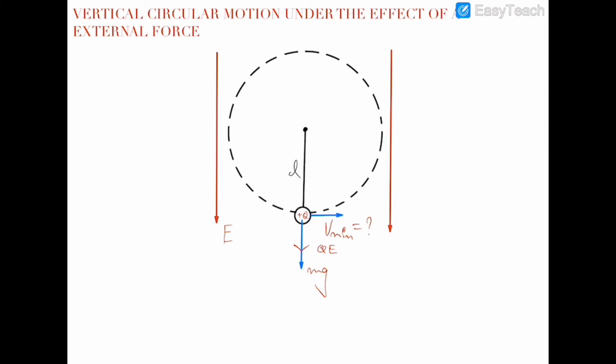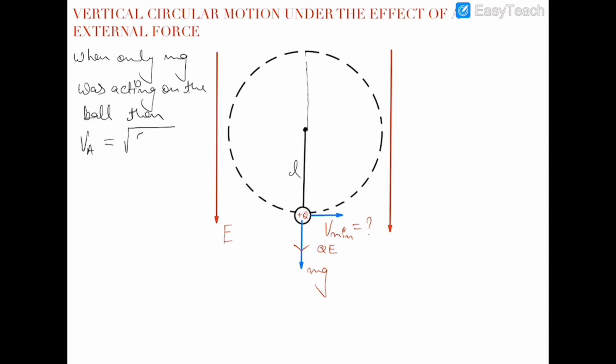So we can directly use common sense, and we can say that when only mg was acting on the ball, then V minimum at position A was equal to under root 5gL.